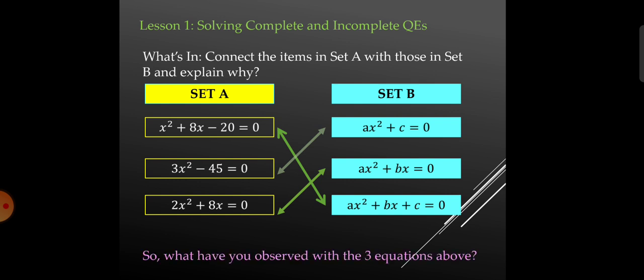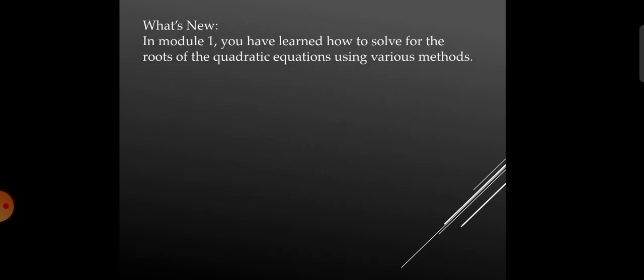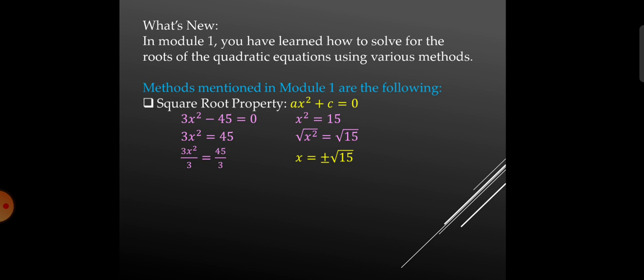So what have we observed with the three equations above? Do you have anything to say about these three equations given? Okay, to proceed, in Module 1, you have learned how to solve for the roots of the quadratic equations using various methods. So a while ago, those are examples of quadratic equations, either complete or incomplete. Also in Module 1, we were taught how to solve these quadratic equations, either complete or incomplete, with various methods.